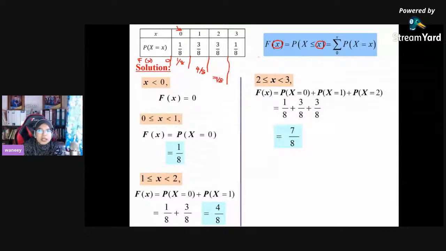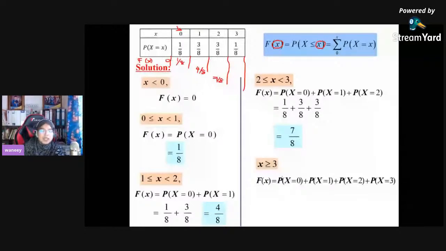The last one, x greater than or equal to 3. So this basically equals probability of x equal to 0 plus probability of x equal to 1 plus probability of x equal to 2 plus probability of x equal to 3. So 1 over 8 plus 3 over 8 plus 3 over 8 plus 1 over 8. So the answer for this one is simply equal to 1. So that is basically total probability.